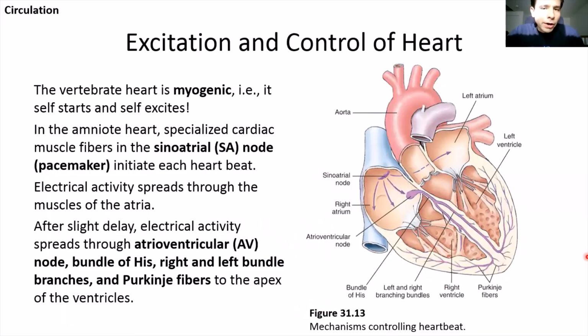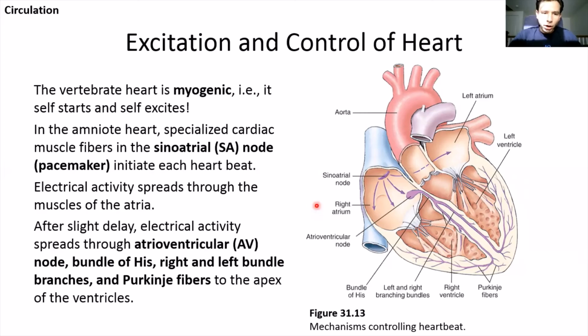Now, what gets your heart going? Well, itself, because the heart is myogenic, the vertebrate heart at least. The vertebrate heart is myogenic. That means it self-starts and self-excites. What does that mean? Well, we're really just scratching the surface here of the heart. But I'll just say this.